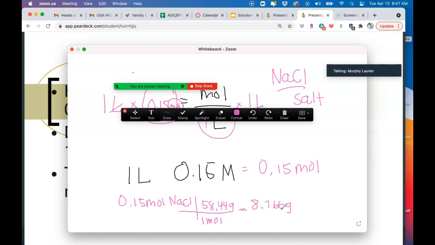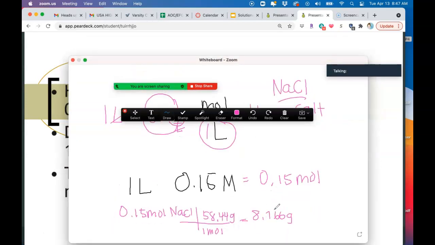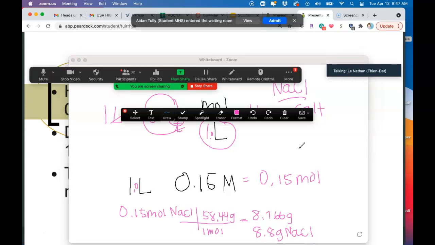Okay, now technically sig figs. This was 1.0 liters, 1.0 liters, so it's 2 sig figs. So it's 8.8 grams. Okay? Right. So it's 8.8. No, 8.8 grams. Okay, so should I just put that in, or do I put in 8.76? No, it's 8.8 grams.